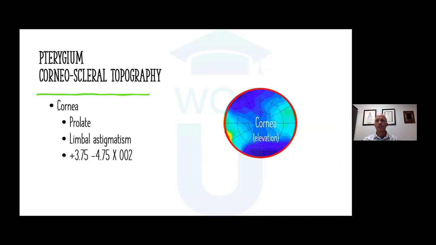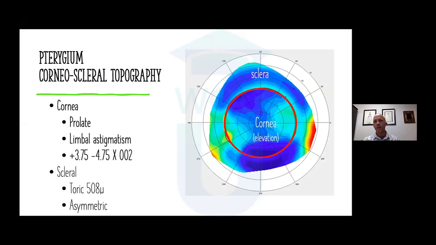And this is his elevation map of the cornea. You can see he's got these steep areas here. And like I had mentioned, we're able to see that there's this match between the corneal toricity and what happens out onto the scleral surface. So he's got a significant amount of scleral toricity. In fact, when we measure it out, he has 508 microns. So that's over double, remember, of what we consider to be average scleral toricity.